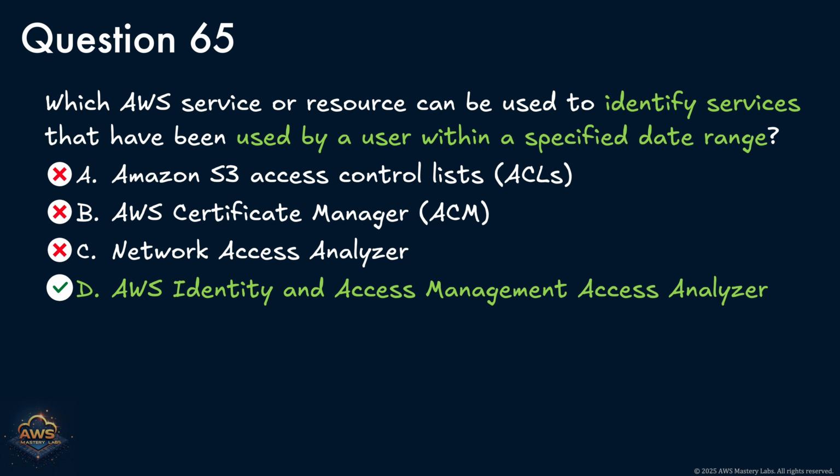Option D, AWS Identity and Access Management, Access Analyzer. Access Analyzer in IAM is typically used to analyze resource-based policies and determine who can access your resources from outside your account. However, it does not give a historical log of which services were used by a user over time, unless the query is for CloudTrail logs.